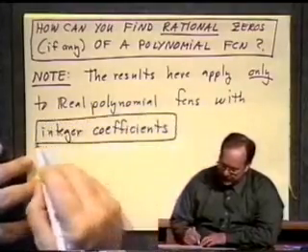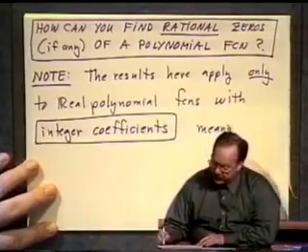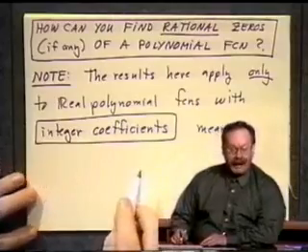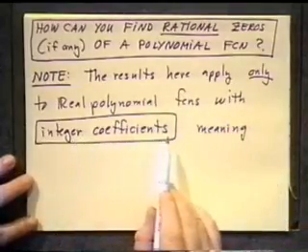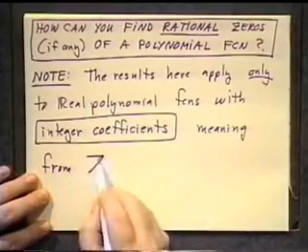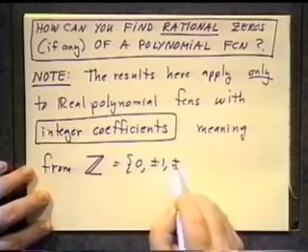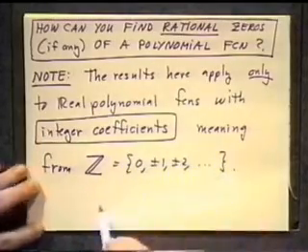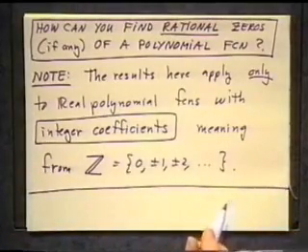So if you have coefficients that are fractions or coefficients that are irrational numbers like square root of 2 or pi, this will not apply. So this applies to those with integer coefficients, meaning, just to remind you, from Z, the set of integers, which is the set 0, plus or minus 1, plus or minus 2, and so on out to infinity. So that's the first point to be made about this result.